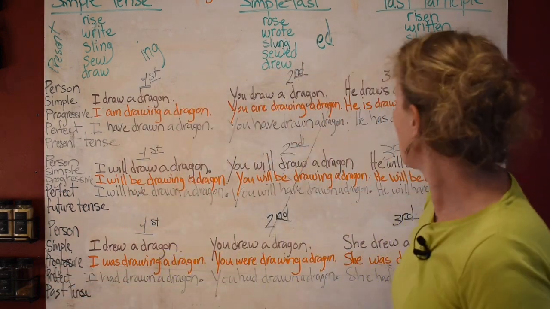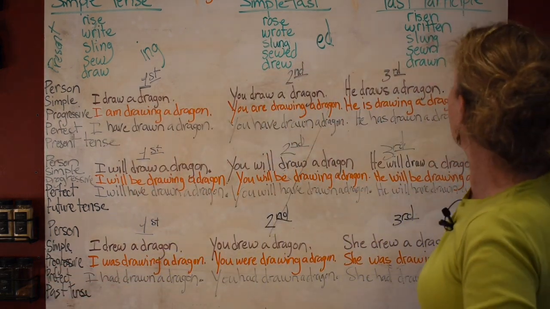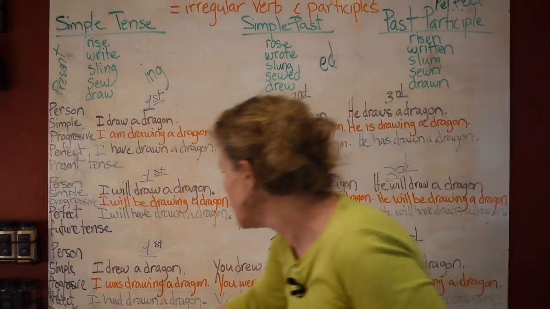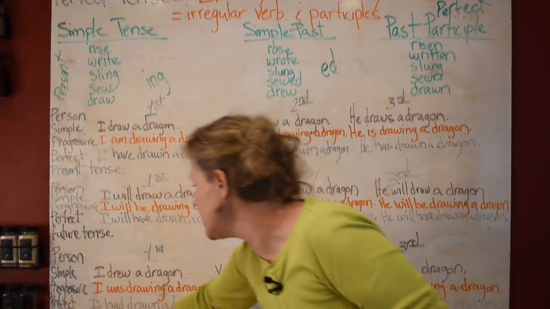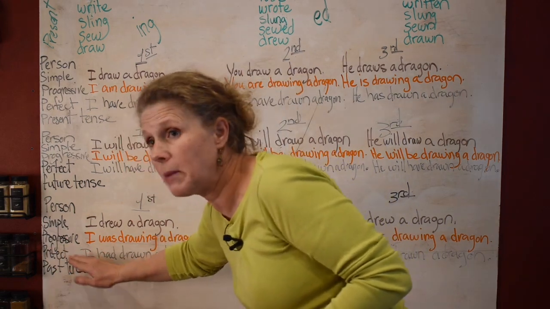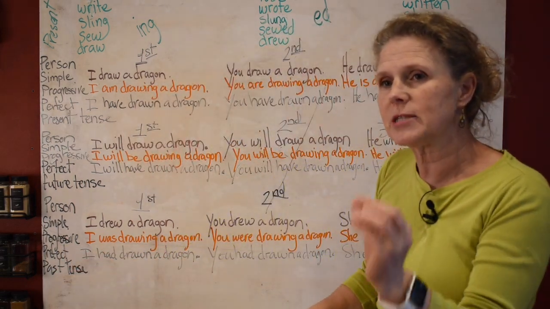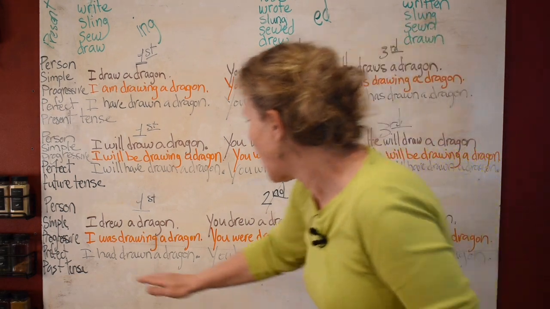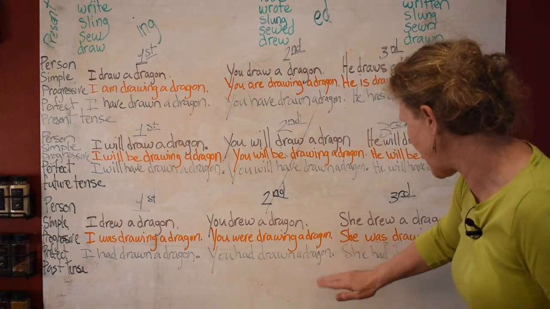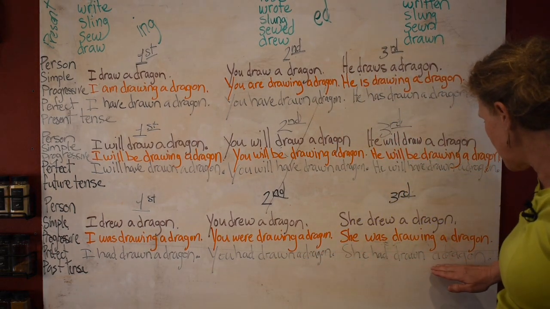Perfect. We're going to use the past participle, that's the perfect tense right here. Since you're sitting in the past and you're going to be the perfect past, that means you have to use had. I had drawn a dragon. You had drawn a dragon. She had drawn a dragon.